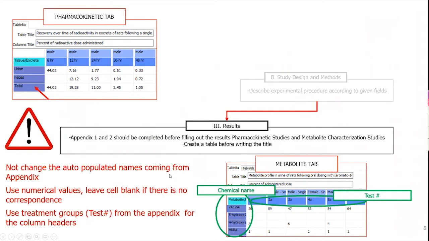So please don't change the auto-populated names coming from the appendix, as has been already indicated by Rick. When filling in the amount of the metabolites here, please use numerical values, so leave the cell blank if there is no correspondence. And it is important here in the column headers to refer to the test number that has been filled in previously in the appendix.